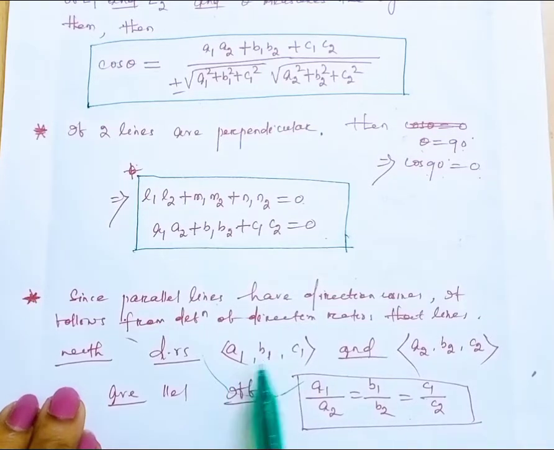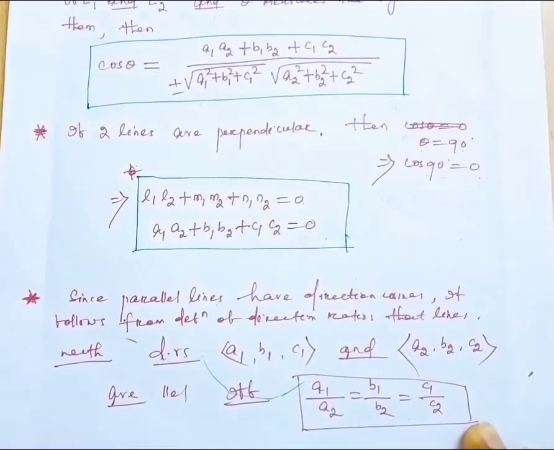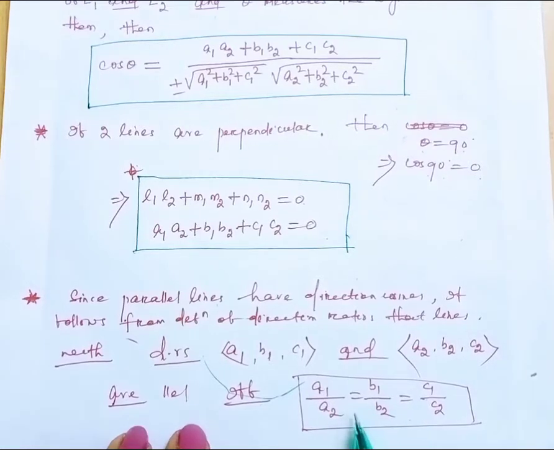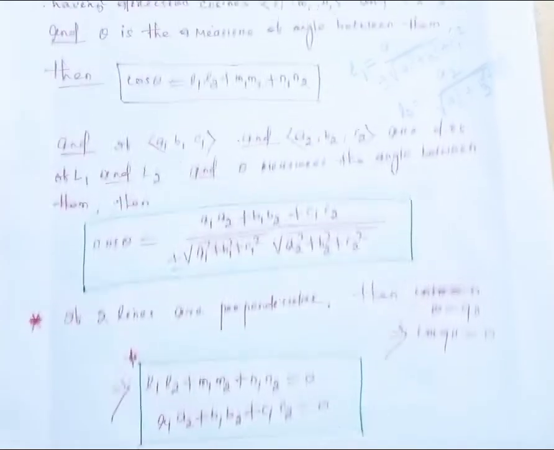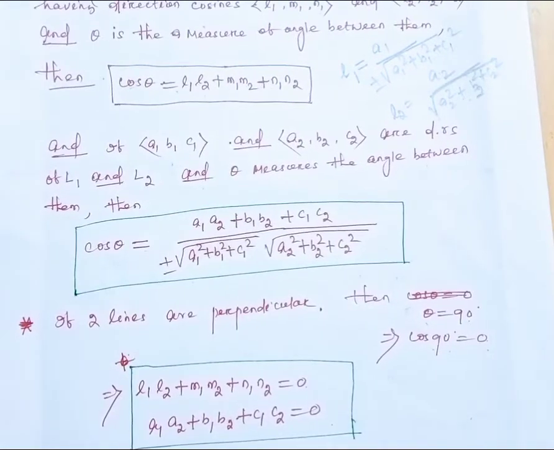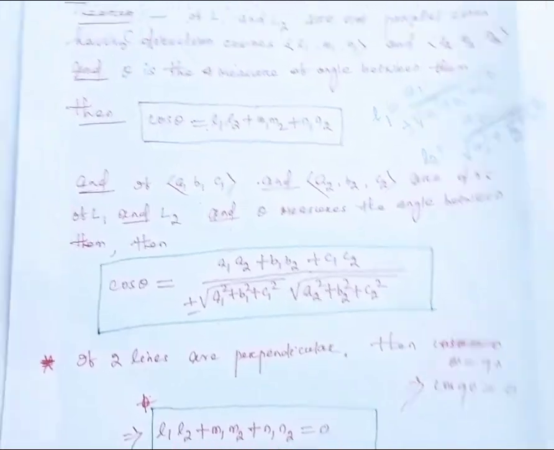So if a1, b1, c1 and a2, b2, c2 are the direction ratios of two lines, the lines are parallel if and only if this happens, I mean the ratios of their corresponding direction ratios become equal. So using all these important concepts, I'll give you two important questions.